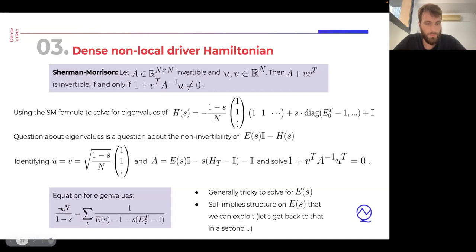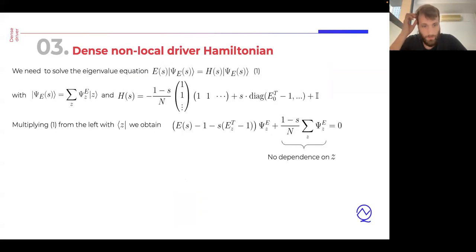On the left-hand side, we just have this expression, minus n over 1 minus s. And on the right-hand side, we have basically a sum of poles. This expression is still somewhat tricky to solve. It's not easy, but it implies some structure on the eigenvalues that we can exploit for our reasoning. So let's put a pin in that, and I'll get back to the equation in a minute, because first, let's see if we can also learn something about the eigenvectors that belong to this.